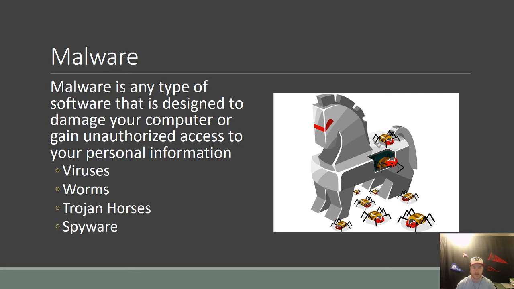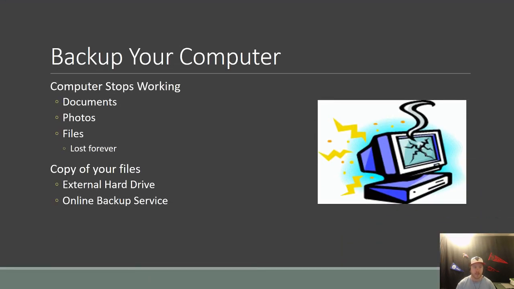All right, so the next thing I'm going to talk about is hard drive failure. So backing up your computer, how do we make sure that your computer's backed up no matter what? If your computer stops working, whether it's from malware or from hard drive failure, you could lose your documents, photos, and files, and they could be gone forever. So you're going to want to make sure that you copy all of your files, or at least the important files, to an external hard drive. If not, you could copy them to an online backup service. I'm going to go over the differences between the two, and the pros and cons of each.